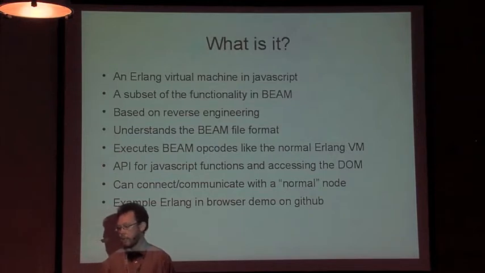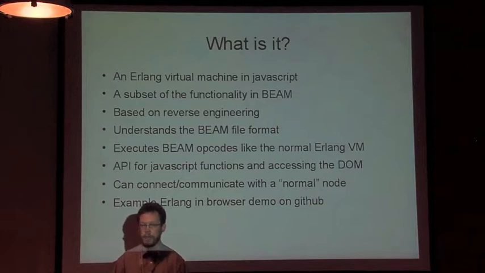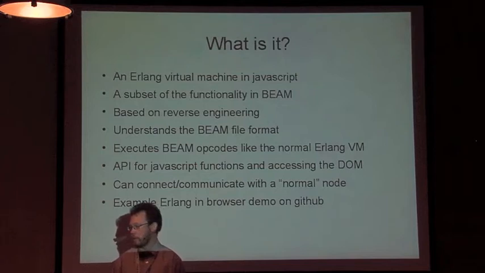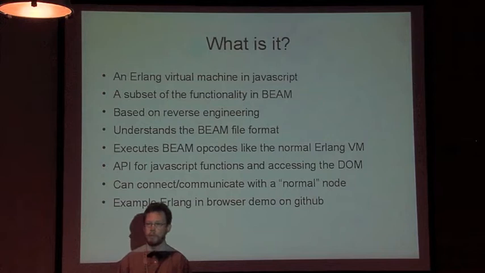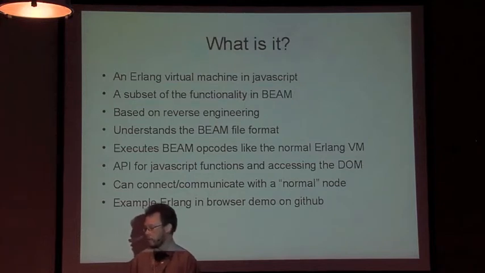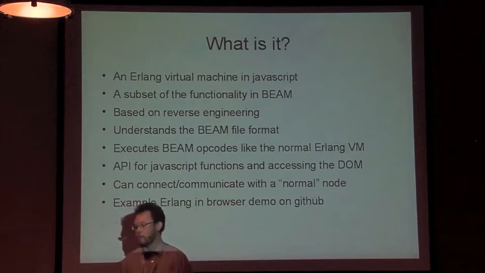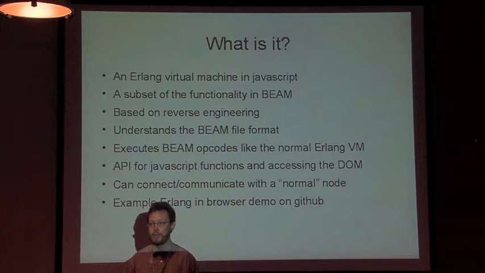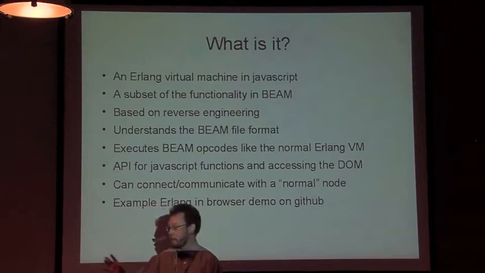There is actually an API for calling JavaScript functions, eval style, if you know JavaScript. And you can also access the DOM, the document object model of the browser. So you could set things and change paragraphs and things like that from Erlang. The API isn't set yet, but I just wanted to make a proof of concept that you can do this. You can talk to a normal node and a normal Beam emulator, and I'll talk a little about the distribution. It's very rough at the moment.